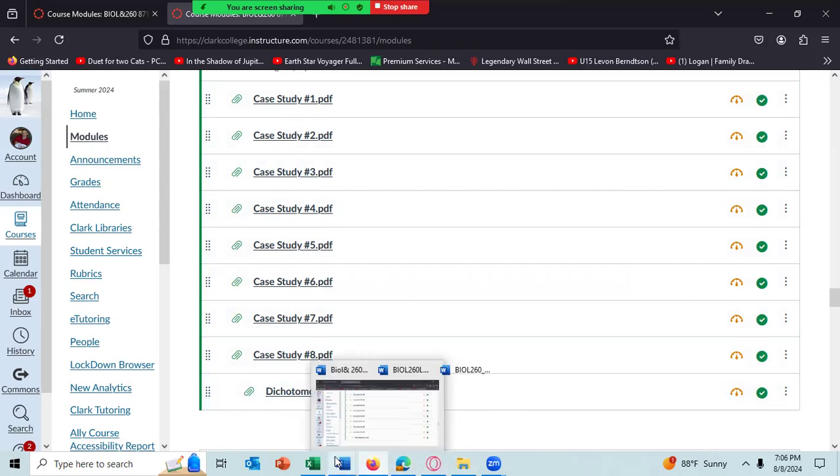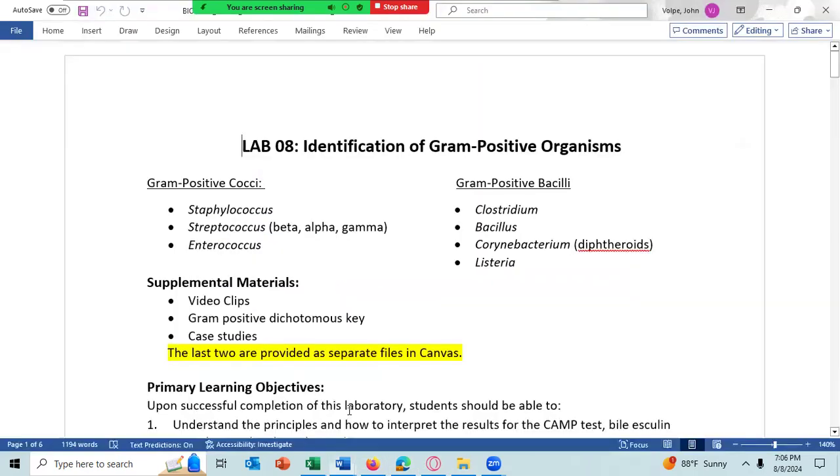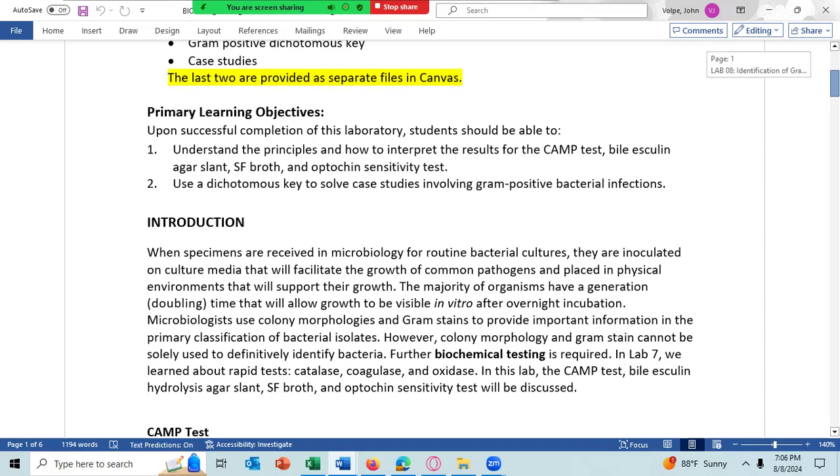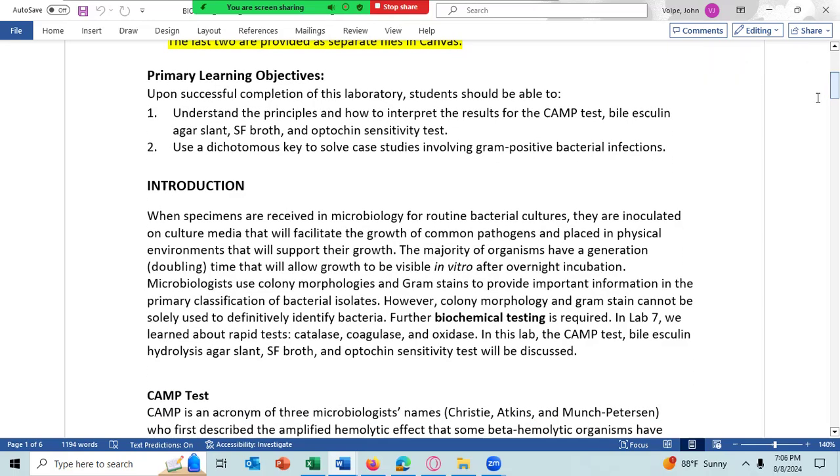All right, let's go on to the lab module. So the primary learning objectives for this lab are: 1, understand the principles and how to interpret the results for the CAMP test, the bile esculin test, the SF broth test, and the optochin sensitivity test. And 2, be able to use a dichotomous key to solve case studies involving gram-positive bacterial infections.